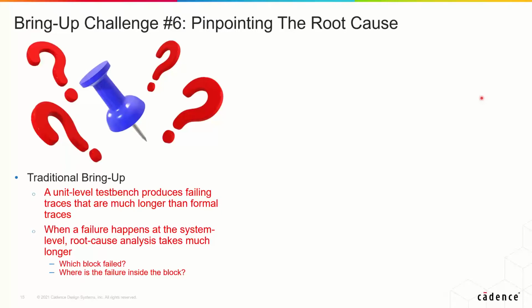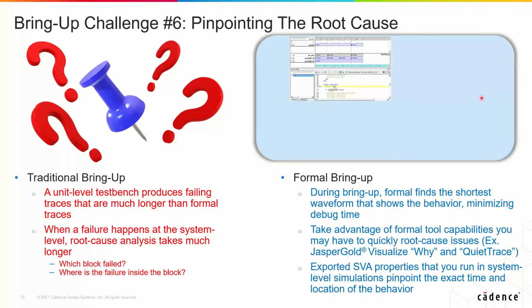Challenge number 6, pinpointing the root cause. In traditional bring up, it can be hard to explain exactly what's going on, because in general, traces are much longer than formal verification traces. When a failure happens at the system level, it's hard to root cause it: find which blocks led to the failure, how the failure is modeled inside the block, for example. Whereas in formal, during the bring up, the tool, most often than not, finds the shortest possible waveform that shows the behavior, which minimizes the debug time.